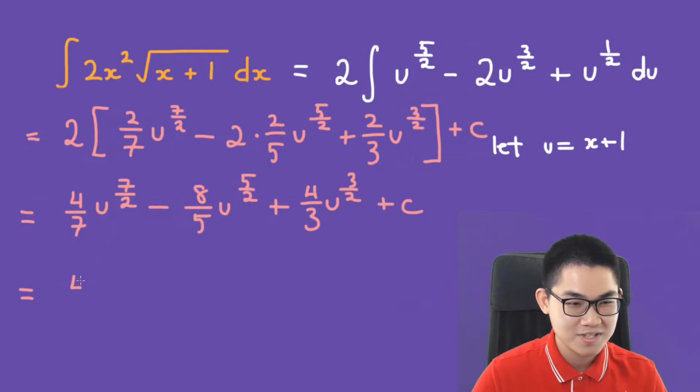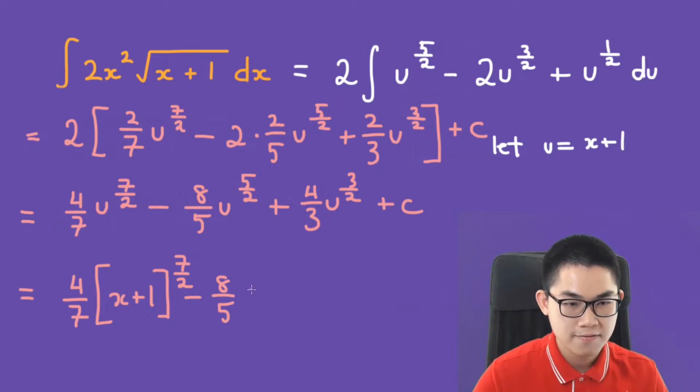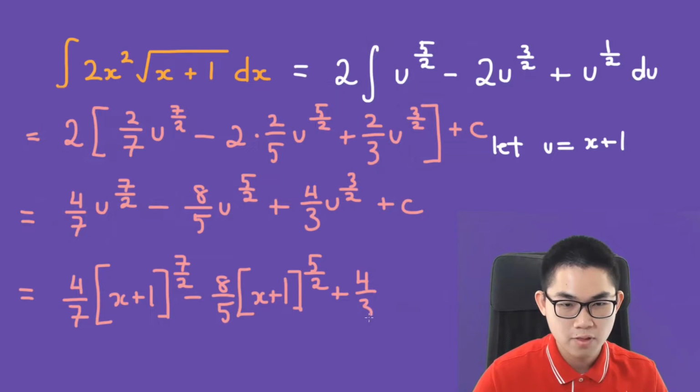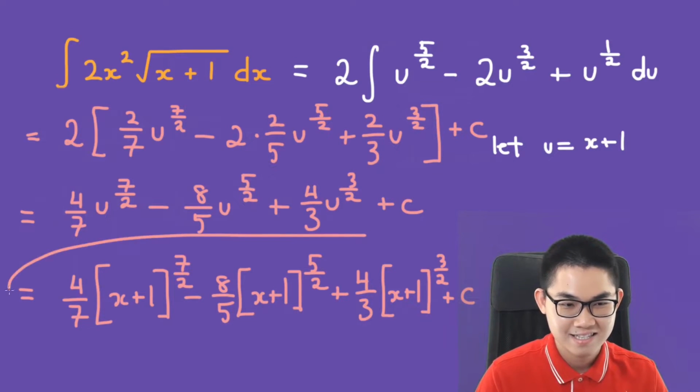And we're almost done. It's 4 over 7 times (x + 1) to the power of 7 over 2, minus 8 over 5 times (x + 1) to the power of 5 over 2, plus 4 over 3 times (x + 1) to the power of 3 over 2, plus c.